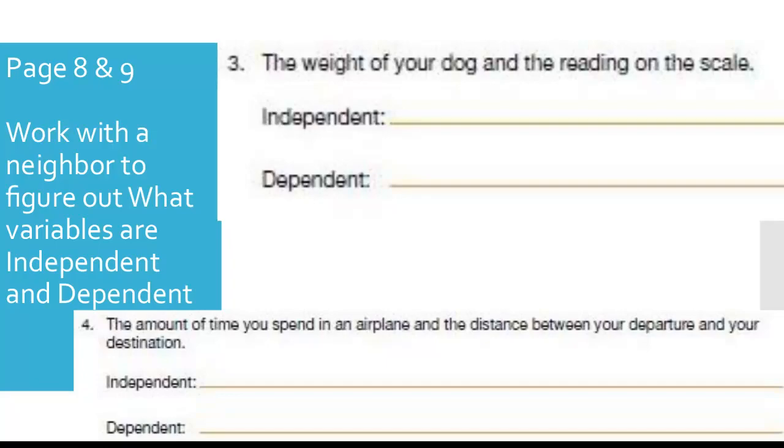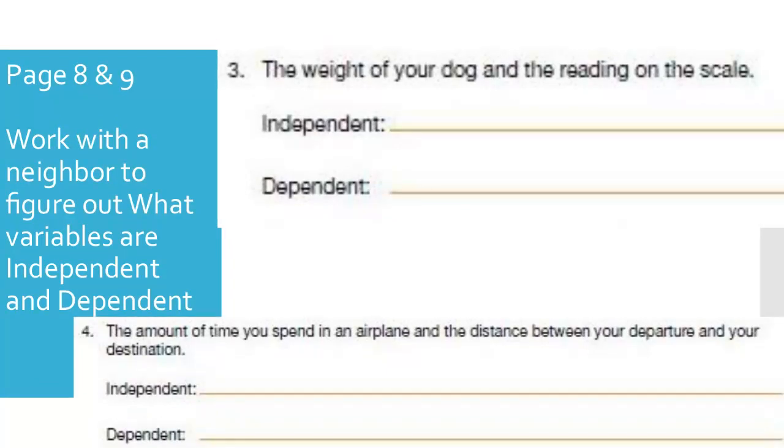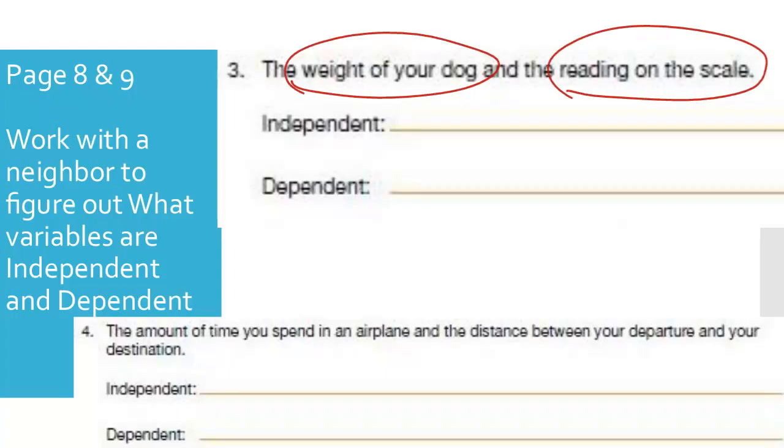Okay. Well, first of all, let's come up with our variables. The weight of your dog and the reading on the scale. Well, that one's pretty clear: weight of dog, and reading on the scale. So which one is the independent? Weight of the dog, yes. The weight of the dog determines the reading on the scale.